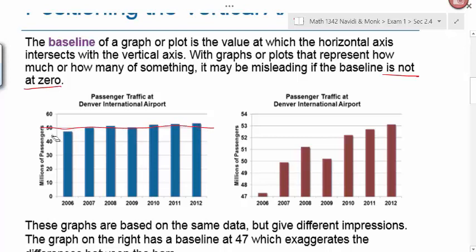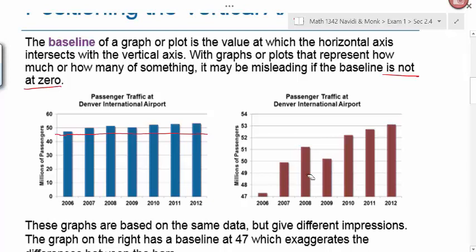But if we just look at the top piece of this graph and start the graph at 47, which would be about right here, you see how we're just taking the top, ignoring everything that's below because it's all the same. We see exaggerated differences here. This is one of the reasons this graph is misleading.